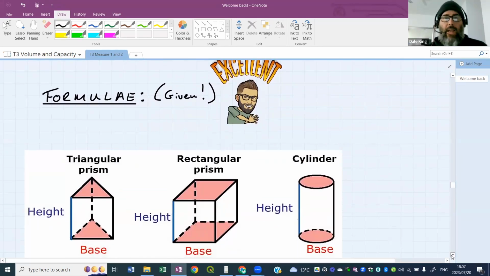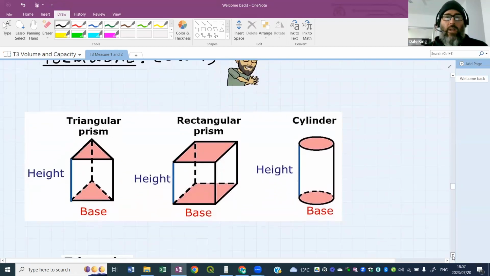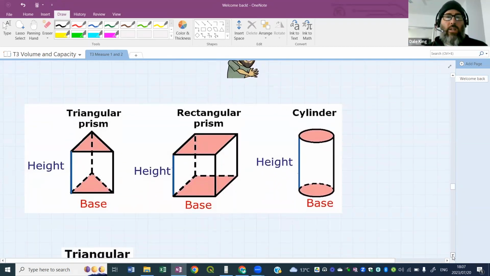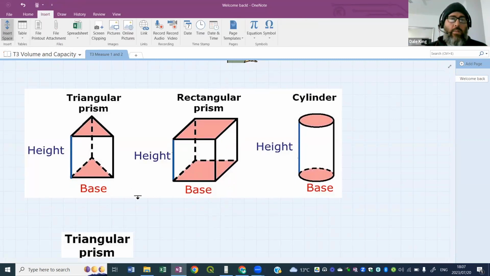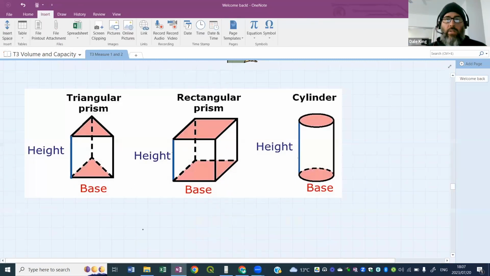Okay. And then we're going to look at the 3 basic 3D shapes. All right. These are the 3 shapes that we work with in math literacy: the triangular prism, the rectangular prism, and the cylinder. All right. So we're going to look at the volume of these 3 shapes.